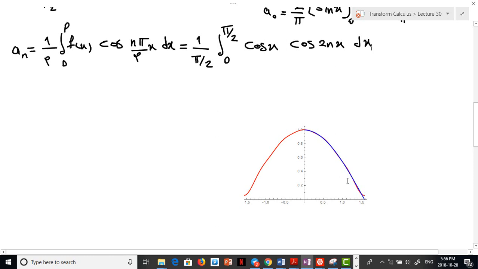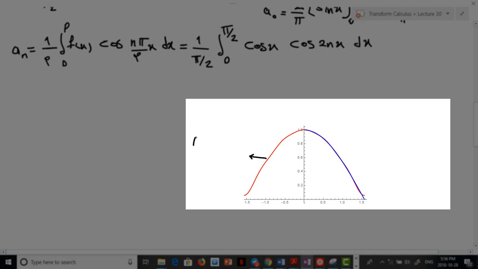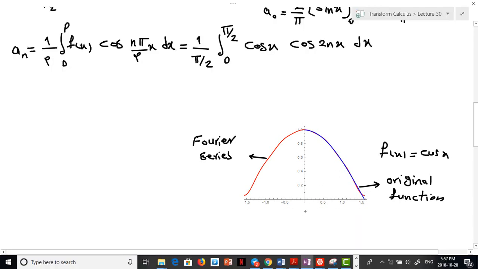So you can see that here the red one represents the Fourier series, or cosine series. And the blue one is our original function, which is cosine x, which is f(x) equal to cosine x. Again, in the range of 0 to L, we could find the Fourier series of f(x) equal to cosine x.